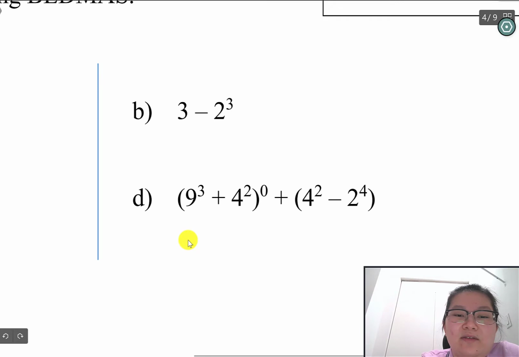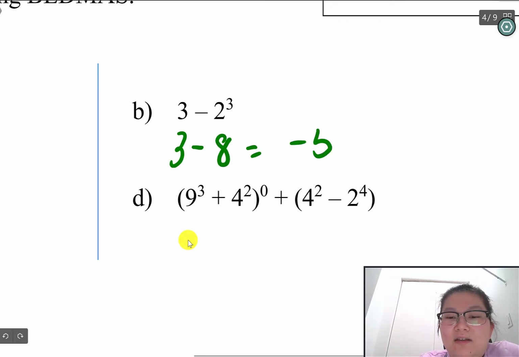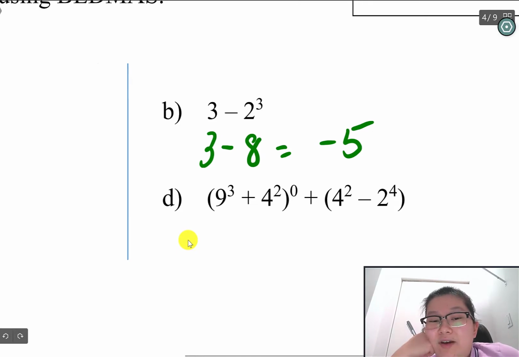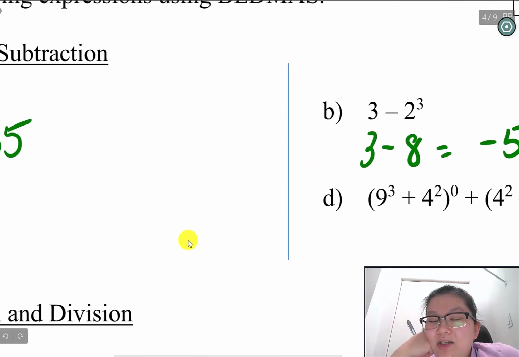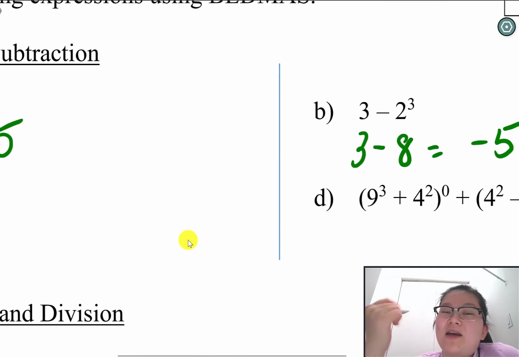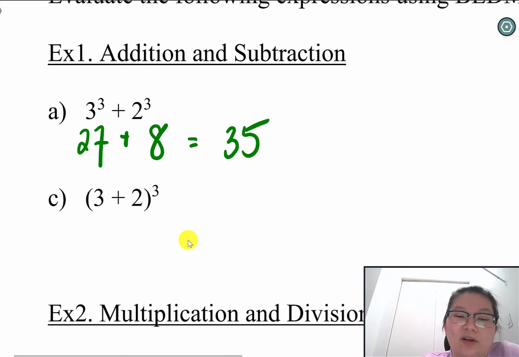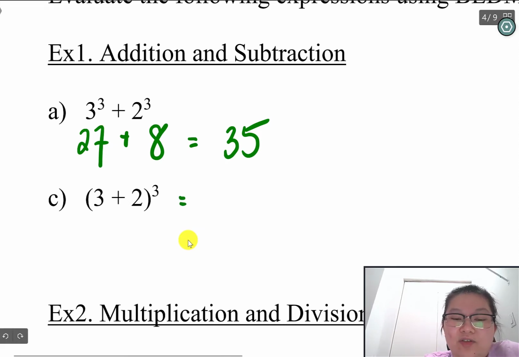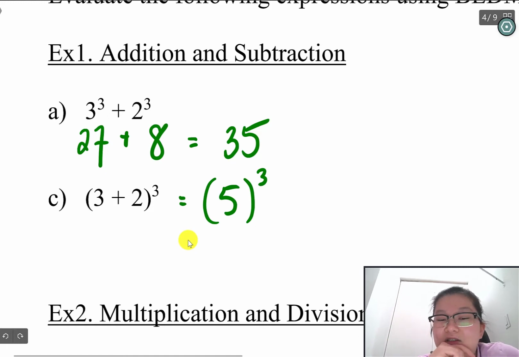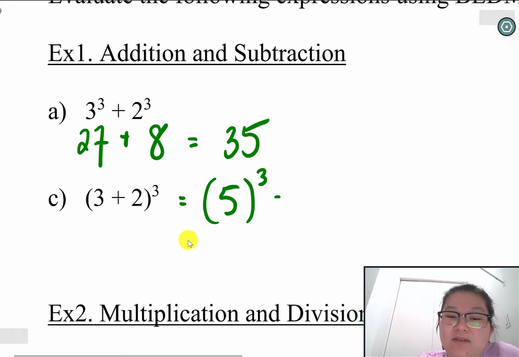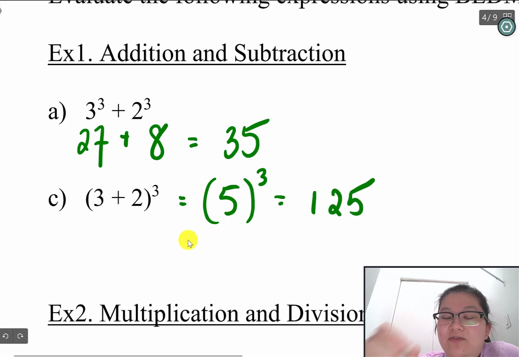Here I get 3 minus 8, and ultimately that's just going to give me -5 after I do that. So notice I write out the exponent, I evaluate the exponent first, and then I do the adding and subtracting. Now there's brackets, so I do whatever's inside the brackets, which 3 plus 2 is going to be 5, and then I keep the brackets just to be sure, and then that to the power of 3 gives us 125.